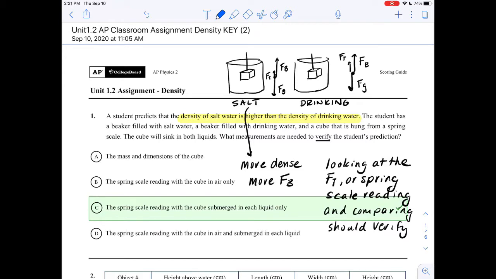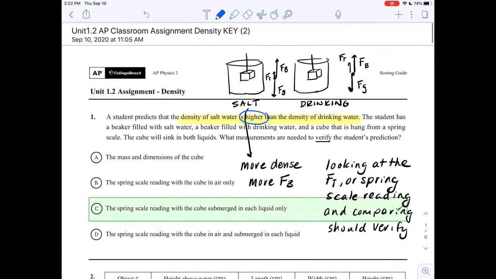Here's question 1. A student predicts that the density of salt water is higher than the density of drinking water. So here, it's important to notice that the student is just comparing the densities with this word higher. The student has a beaker filled with salt water, a beaker filled with drinking water, and a cube that is hung from a spring scale. I attempted to draw that here.